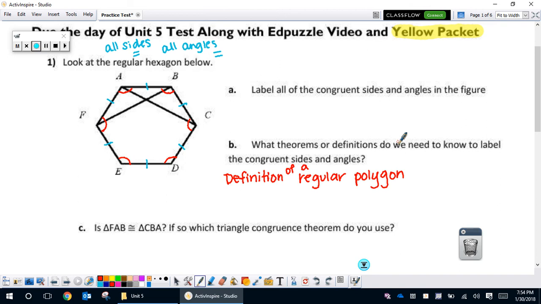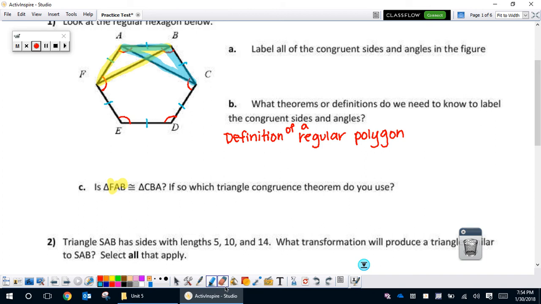Alright, and then they want us to decide if triangle FAB is congruent to triangle CBA. Hopefully you realize that they are overlapping triangles. A strategy we utilize is to redraw the triangle. So if I redraw FAB, this would be FAB, and then our blue one was triangle CBA.